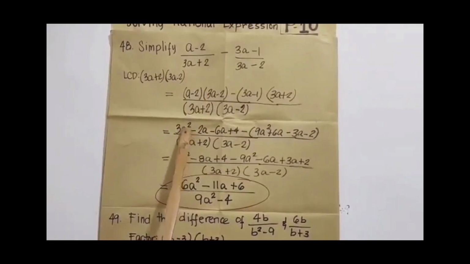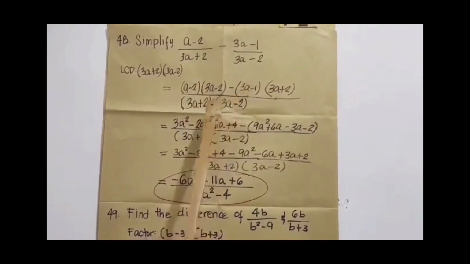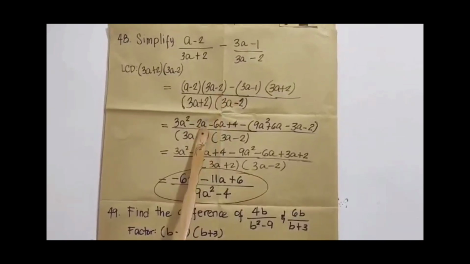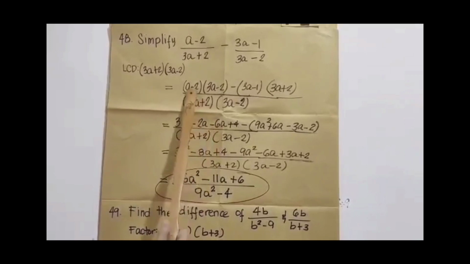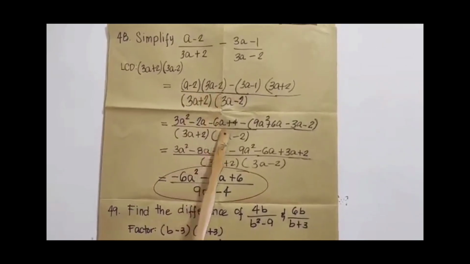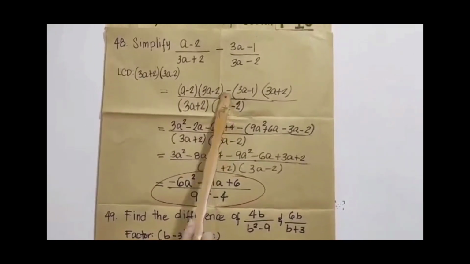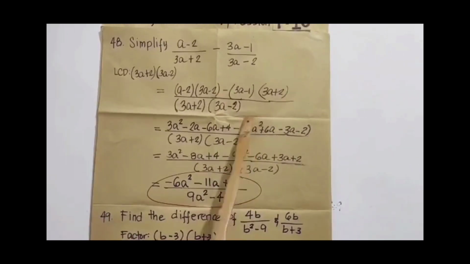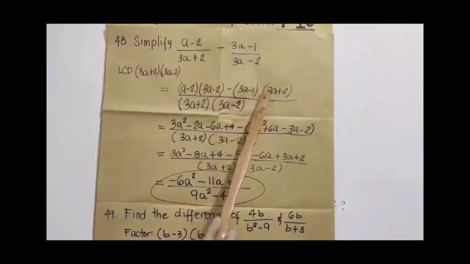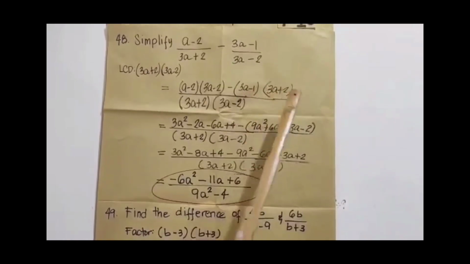So we multiply a times a equals a squared. Then a times negative 2, we have negative 2a. And negative 2 times a, we have negative 2a. And negative 2 times negative 2, we have positive 4. And copy the subtraction sign and use parentheses because we're going to multiply these two binomials.